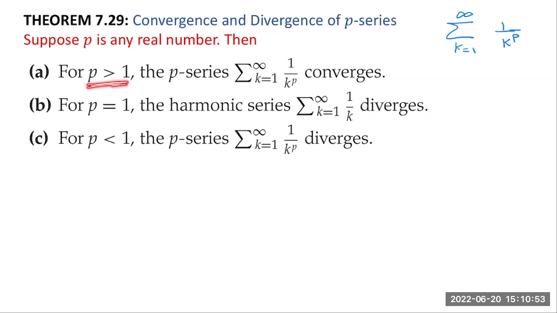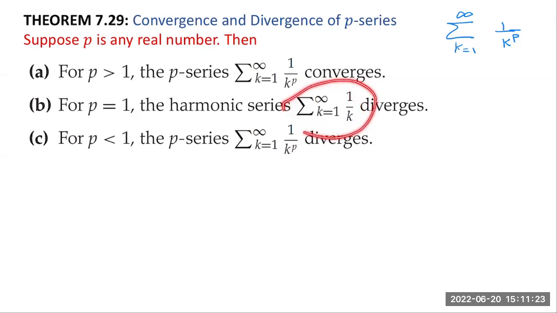Okay, here is the criteria. If your p is bigger than 1, then the p-series converges. And if p is equal to 1, this series is given a special name: the harmonic series. If you plug in p equal to 1 here, this is the series you get, right? That is called the harmonic series, and that series diverges.